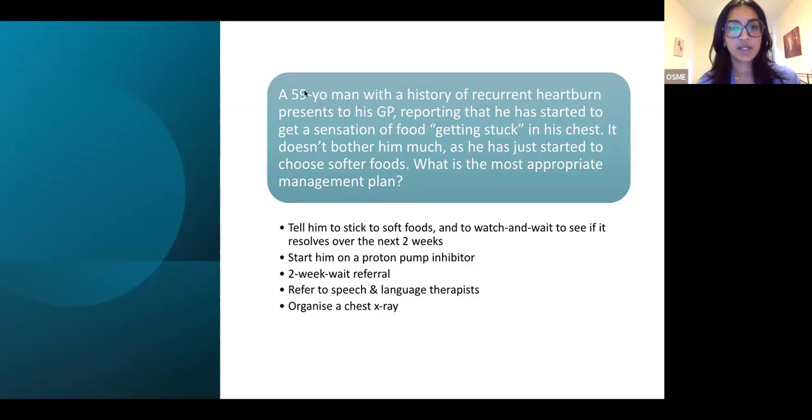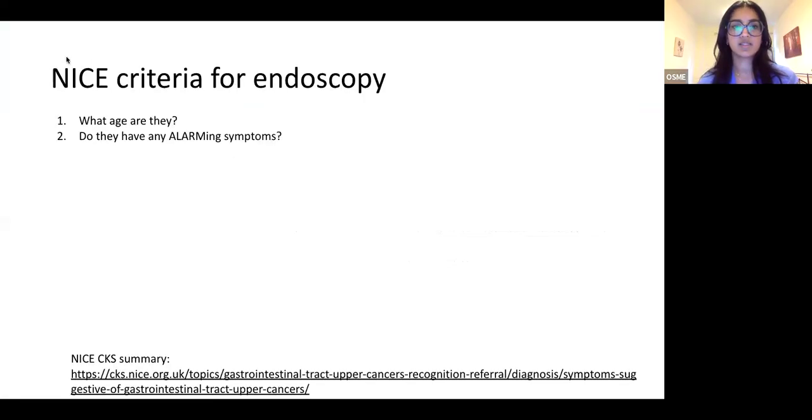So the age of the patient, they're a 59-year-old man, and also the symptom of dysphagia, so that he feels like the food is getting stuck in his chest. He is having difficulty swallowing. And these are 2 big red flags. So we'd want to do a 2-week wait referral because we suspect cancer.